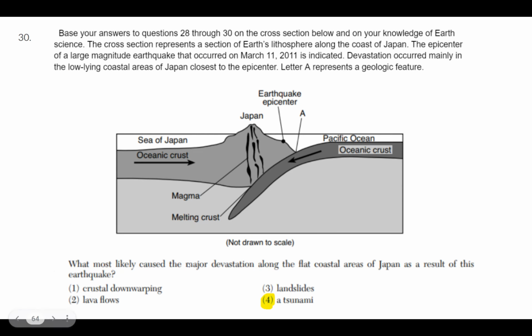30. What most likely caused a major devastation along the flat coastal areas of Japan as a result of this earthquake? The correct answer is 4, a tsunami. Because if earthquakes happen underwater like this in the Pacific Ocean, and this is the Sea of Japan, they form tsunamis. The water creates lots of waves.